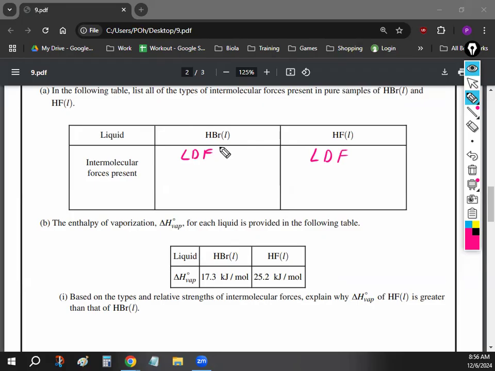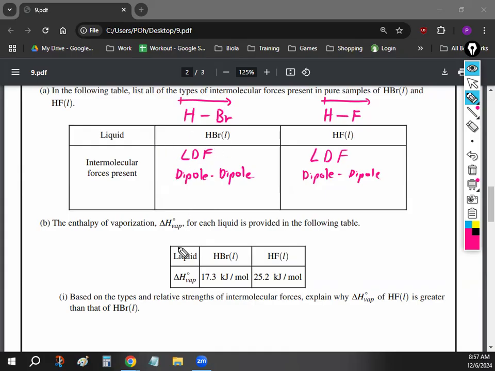Now, let's take a look at HBr. Does it have dipoles? Yes, it does, because HBr looks like this, and Br is more electronegative than H, and so it is going to have a dipole. Okay, let's take a look at HF. Does HF have a dipole? Yes, it does, because fluorine is the most electronegative, and so it's going to have a dipole. Great. Okay, so we've got the last one now, which is hydrogen bonding.